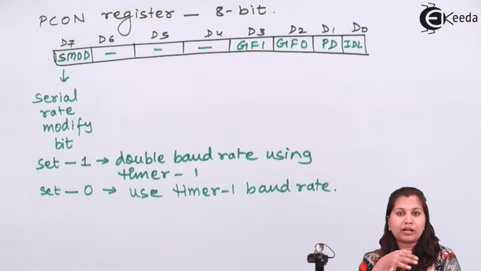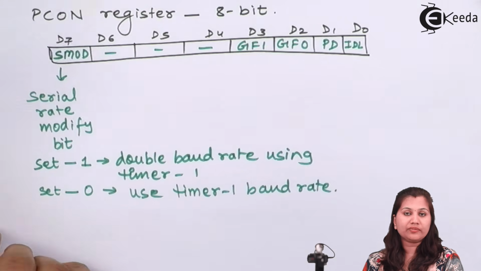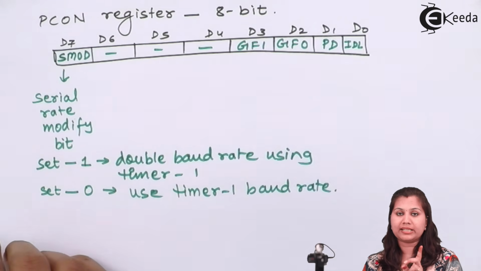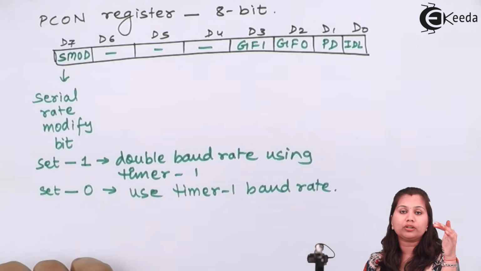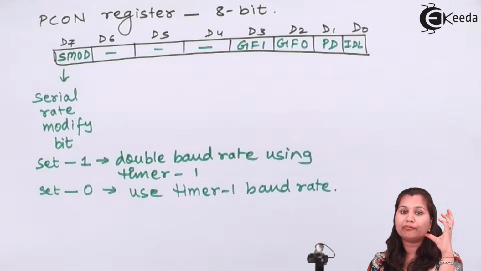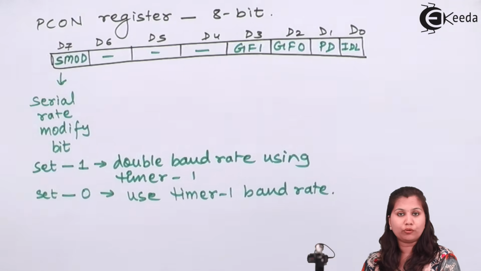So the three special function registers used in serial communication are the serial buffer SBUF, then SCON, serial control, and PCON, that is power control. In the SCON register, we studied that the first two bits, SM0 and SM1, D7 and D6, are used for the mode selection. And we have 4 serial communication modes in 8051: mode 0, mode 1, mode 2 and mode 3. So let us study these 4 modes.